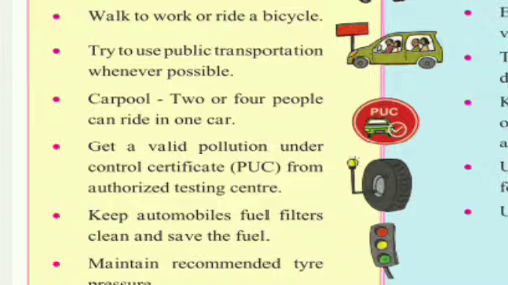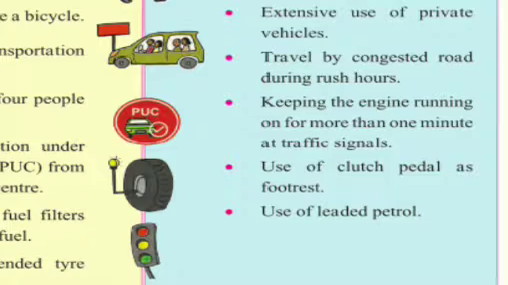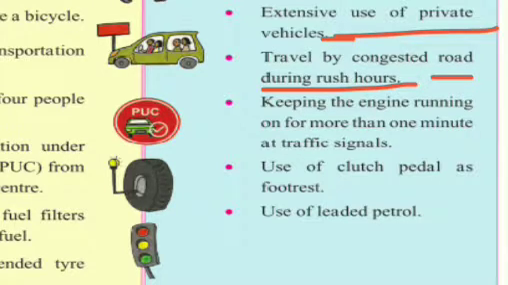Now let us talk about the things that we don't have to do. Let us talk about don'ts. Extensive use of private vehicles: we should avoid extensive use of private vehicles. We should avoid traveling on congested roads during rush hours. Then the next thing is keeping the engine running for more than 1 minute at traffic signals. So we should stop the engines at traffic signals. That increases fuel consumption. When we keep our engines idling, it consumes more fuel. So we should stop the engines of our vehicles to control vehicular emission.